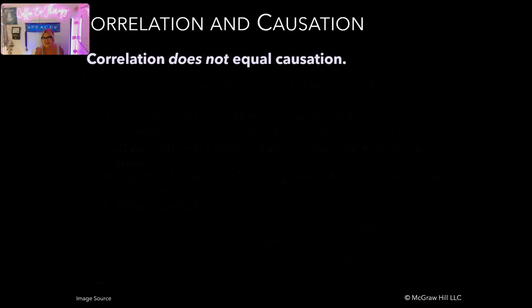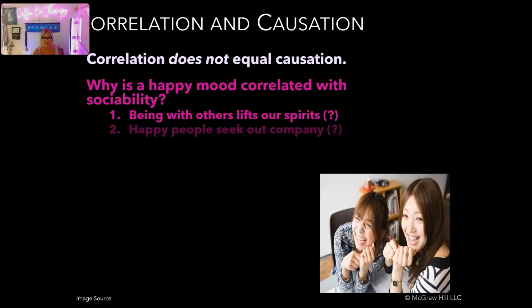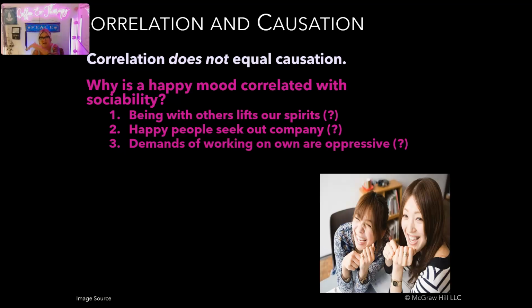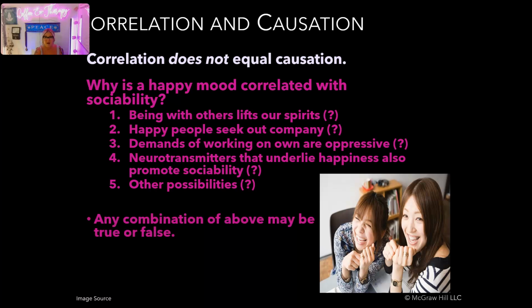We have various explanations for this. Again, why is a happy mood correlated with sociability? Being with others lifts our spirits. Happy people seek out company. Again, happy is a continuum. We're not always meant to be happy or sad. Demands of working on your own are oppressive. Neurotransmitters that underlie happiness also promote sociability. Other possibilities? Of course there are. Any combination of the above may also be true or false. A correlation does not settle why behavior occurs.